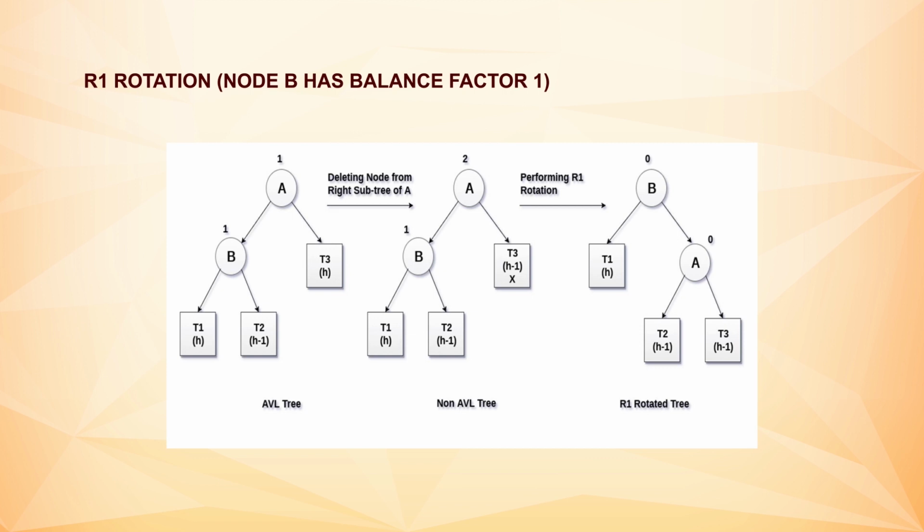Again we calculate the balancing factor of this tree after the rotation. The balancing factor of B is 0 and A is 0. It means all nodes satisfy the property of AVL tree, which is within the range. So, we can say after performing the R1 rotation, the tree will be a balanced tree. We can understand this by an example.